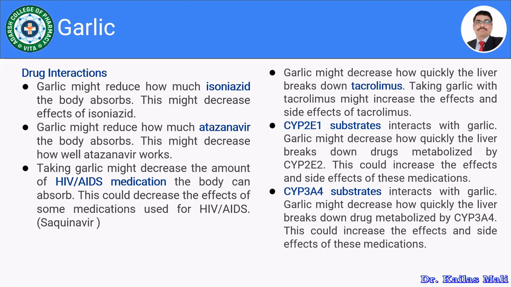So in this part, we have discussed the biological source of garlic, synonyms of garlic, chemical constituents of garlic, then health benefits of garlic. Then we have discussed the dosage, side effects, precautions and the drug interactions.